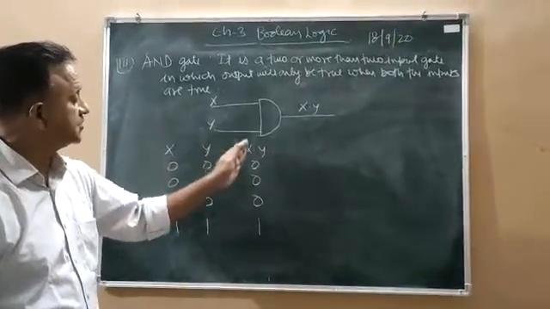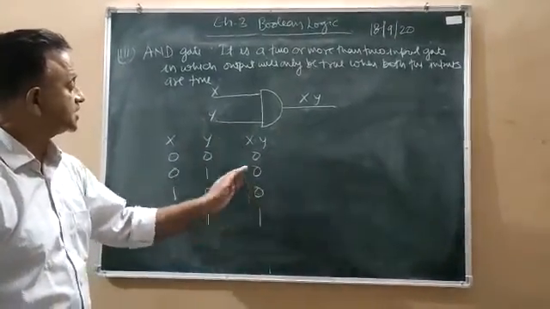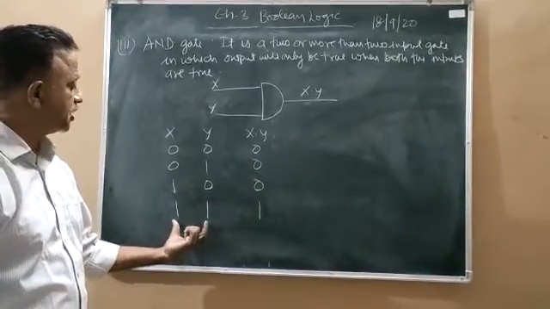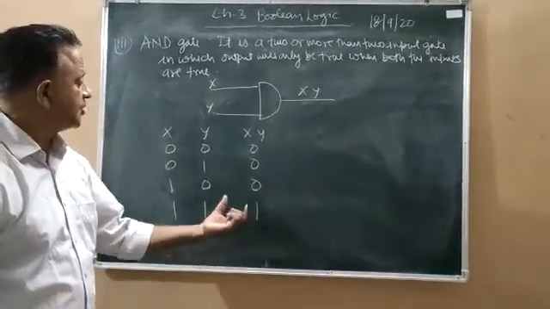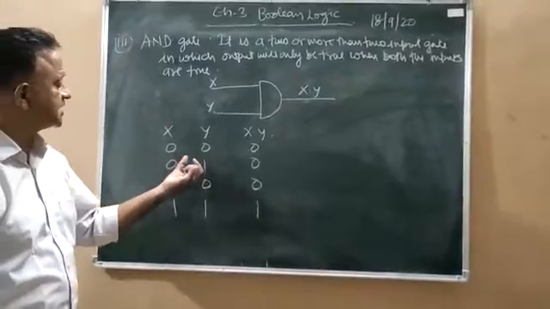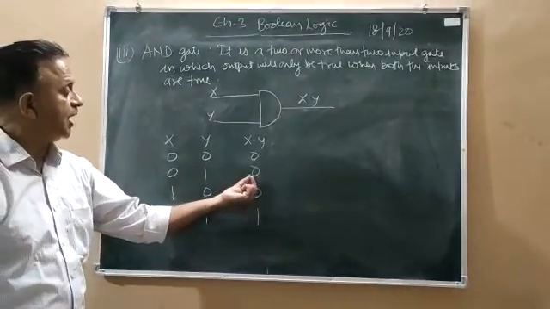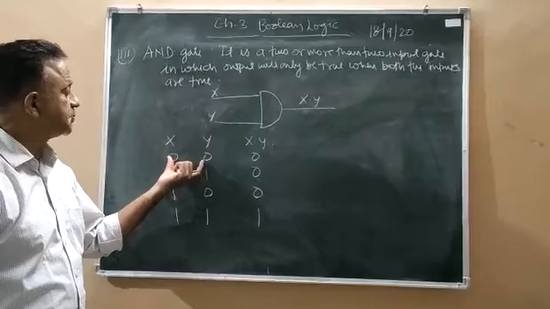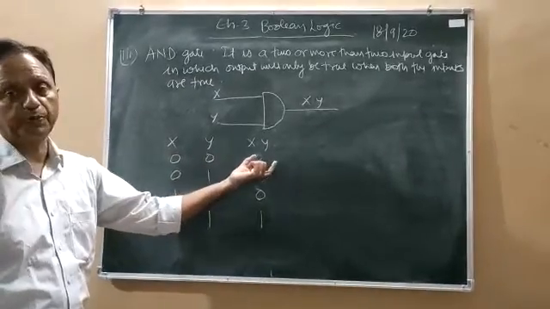So in the final output column, we can see the output will only be true when both the inputs are true. Whereas for all other cases, that is when either of the inputs are true, then also the output is false, and when both the inputs are false, then also the output would be false.